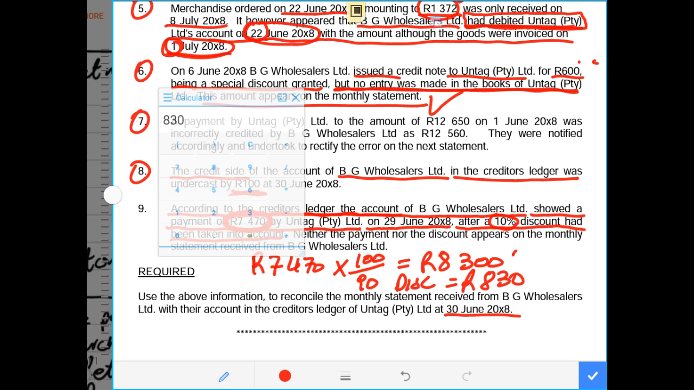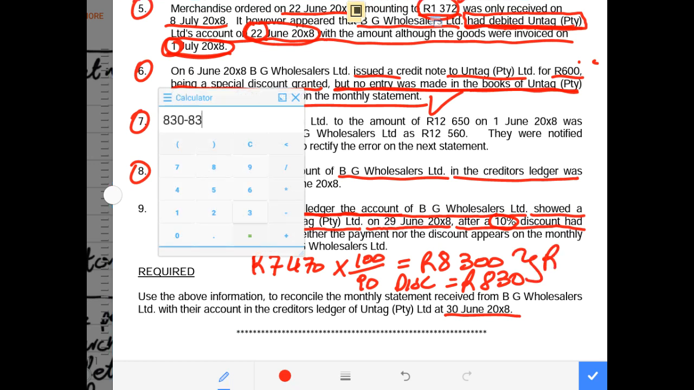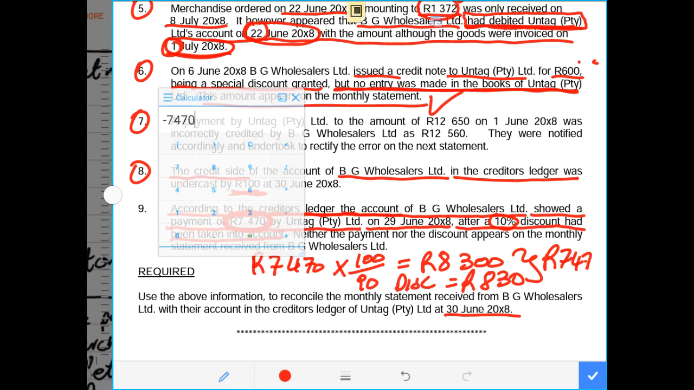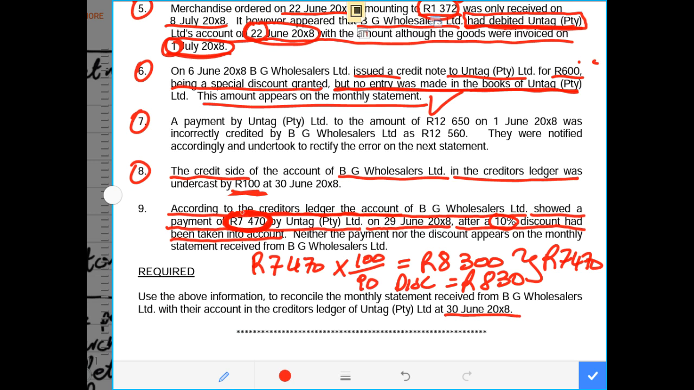And if you say 8,300 minus 830 minus 8.3, we get the same 7,470, the amount after the discount was taken into account. So now we know how much the discount was, we know how much the payment was after the discount, and we know the amount before the discount.